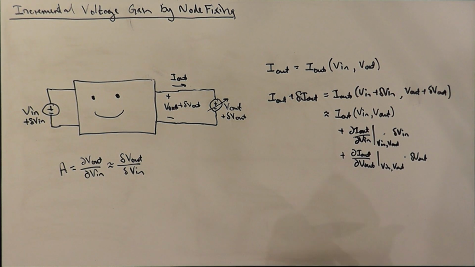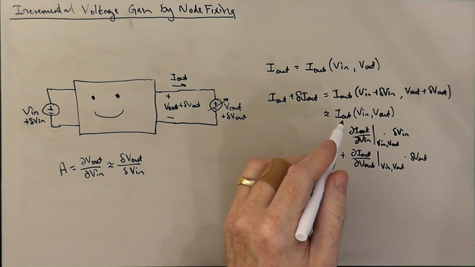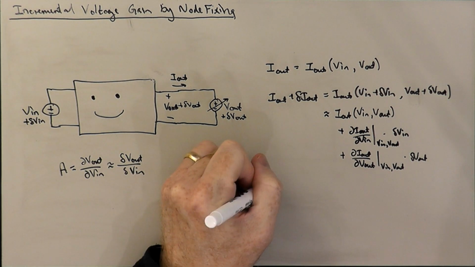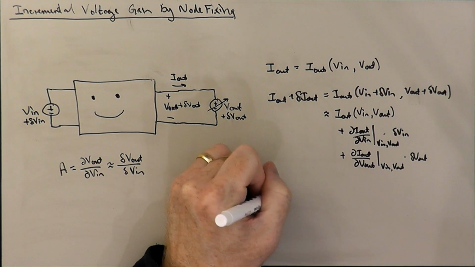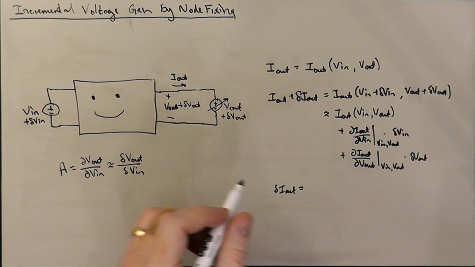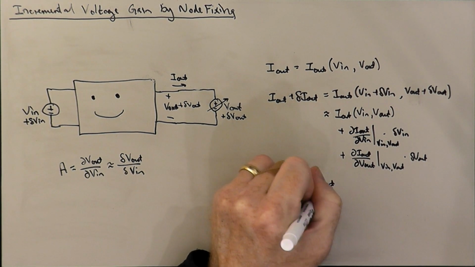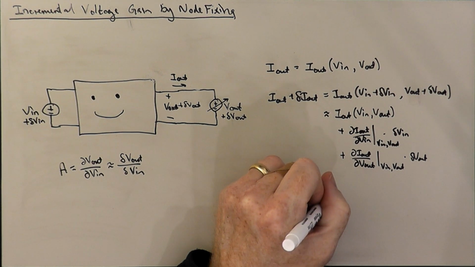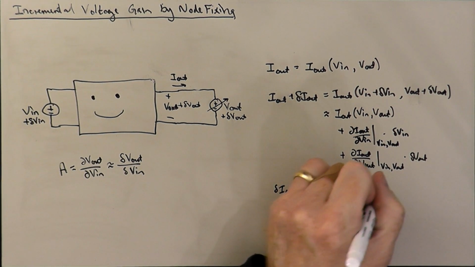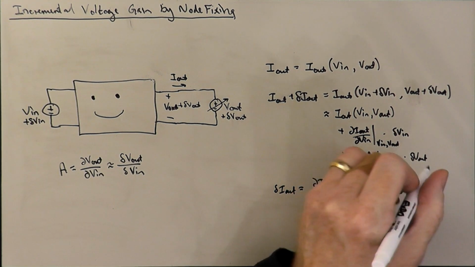Okay? So a couple things to note here. One is that we can subtract off the constant term, which in our original case was 0 anyway, so that we can write delta I out, the general change in I out in the neighborhood of this operating point, is basically dI out/dV in times delta V in plus dI out/dV out times delta V out.